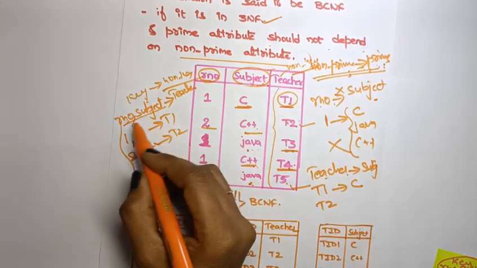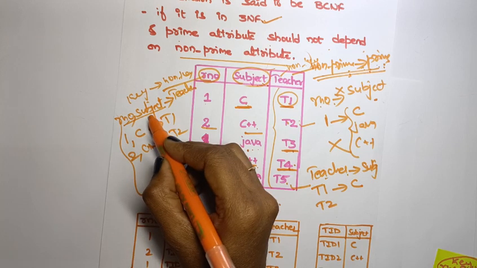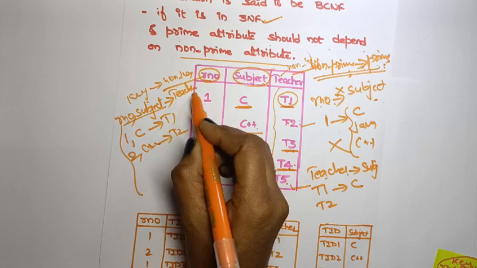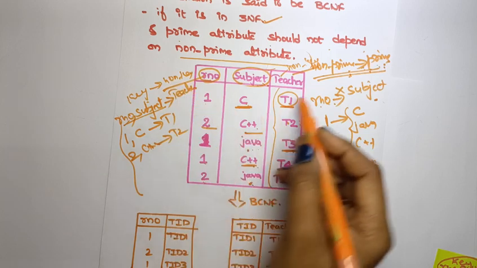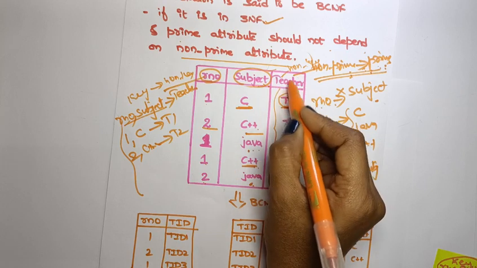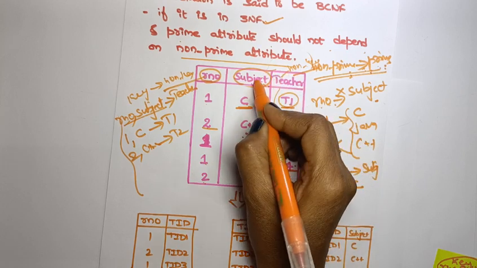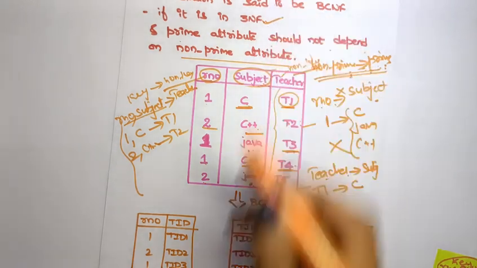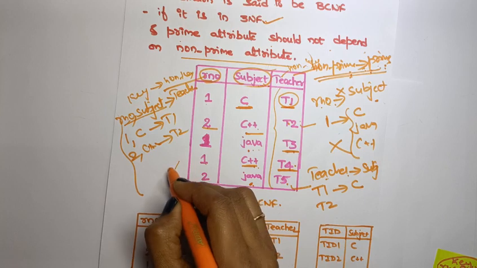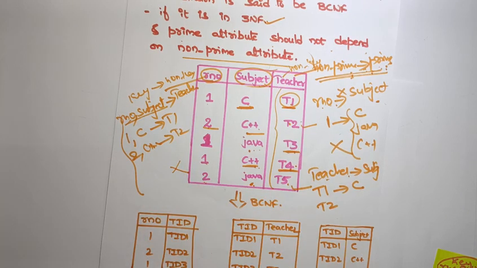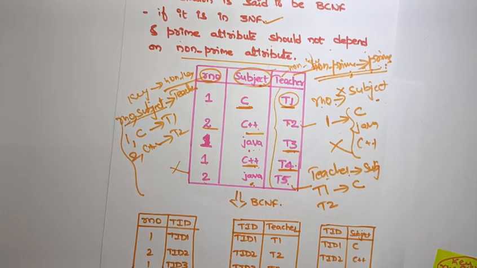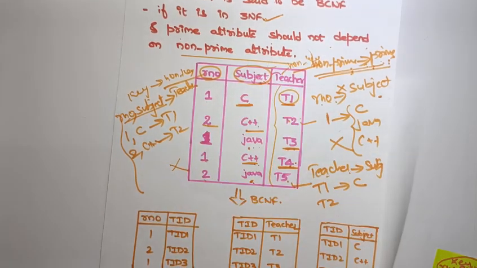Okay. Here we have already seen roll number and subject are the prime attributes. By using these prime attributes, we are determining the non-key attribute. But in this case, a non-key attribute determining the prime attribute should not happen in BCNF. Now this table is not in BCNF. Why? Because a non-prime attribute is determining the prime attribute, or part of the prime attribute.